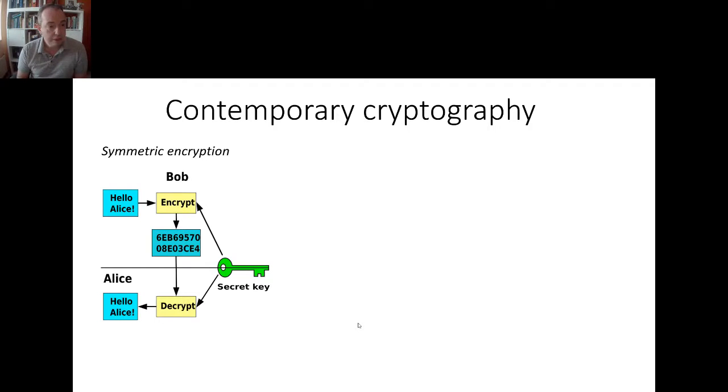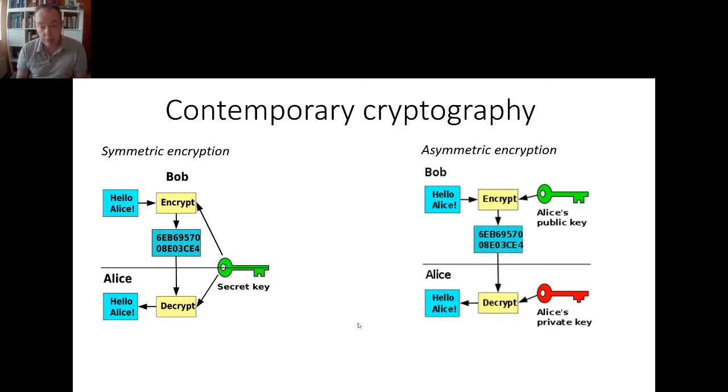So on one hand, you have symmetric encryption, where Bob and Alice use one shared secret key to encrypt and decrypt messages. And the other one is asymmetric encryption, where there are two keys. If, for example, Bob wants to send a secret message to Alice, he will use Alice's public key to encrypt the message, and Alice will use her private key to decrypt the message. So these keys are complementary.